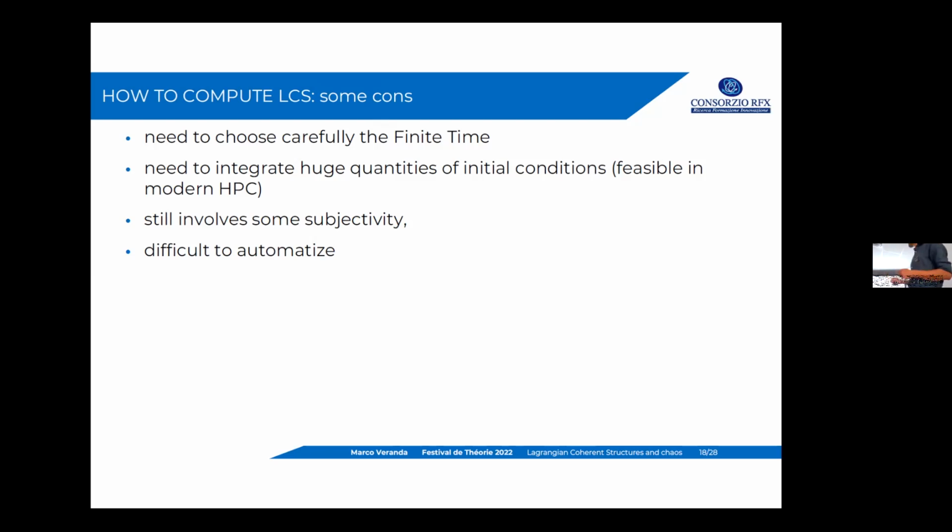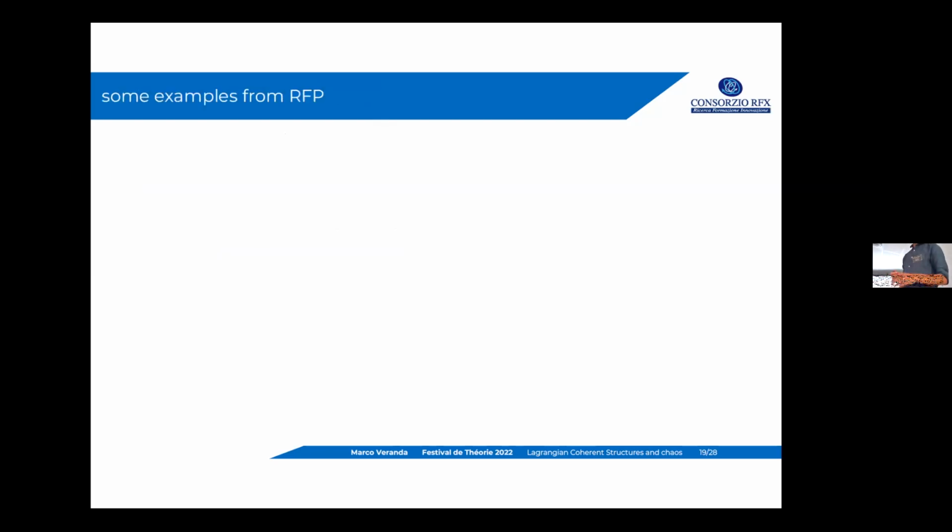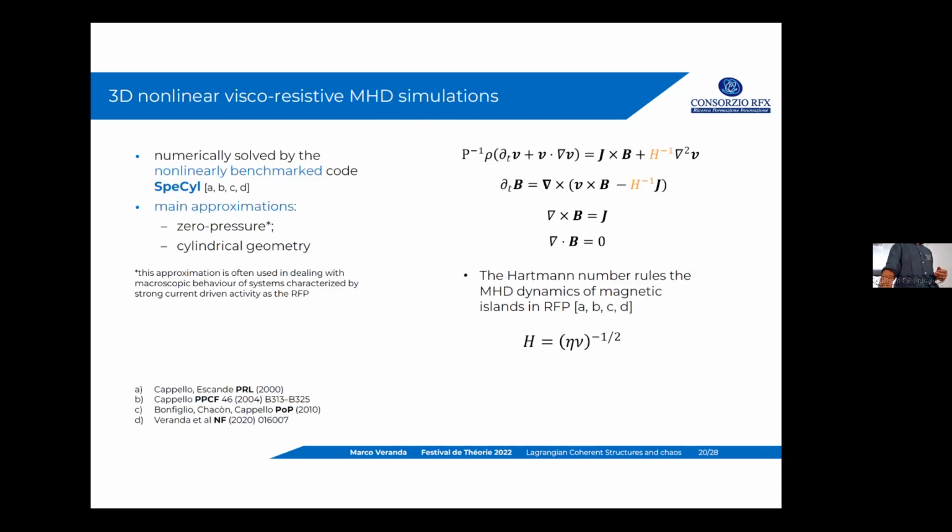So after this definition, I want to show you one example from the reverse field pinch. I chose the dynamical system given by the magnetic field lines, and to do so, I need a magnetic field. I get this from a numerical simulation of the reverse field pinch. I just want to say a few words about the model that we use. It's a three-dimensional, nonlinear, viscoresistive MHD model whose equations you have here.